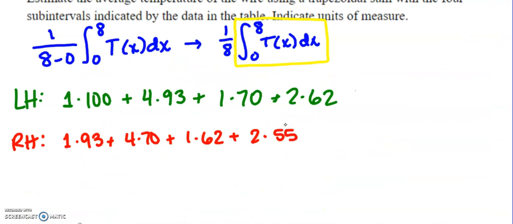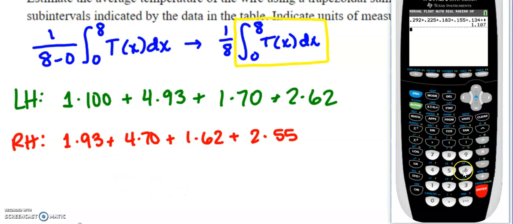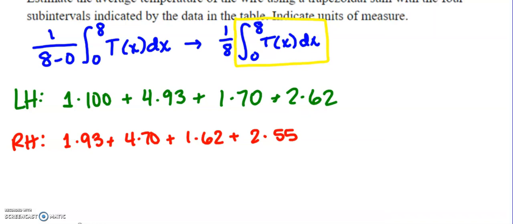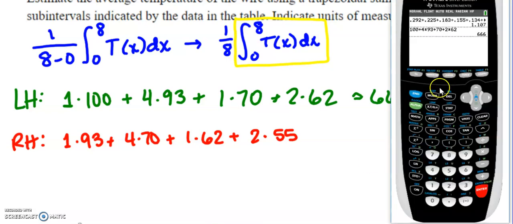All right, so my left-hand rule, if I go ahead and add all of these up, I get 100 plus 4 times 93 plus 70 plus 2 times 62. There's my left-hand rule. My left-hand rule gives me an approximation of 666. My function was decreasing, right?